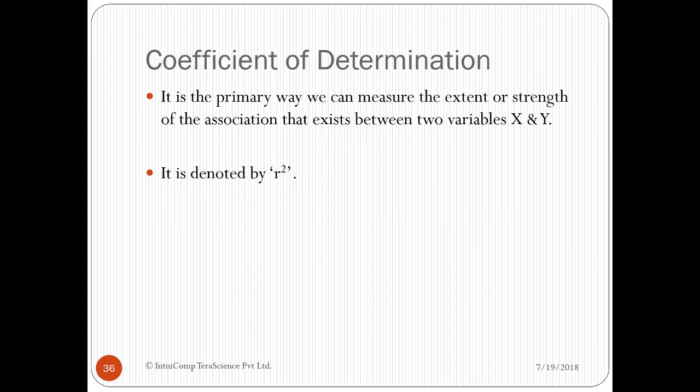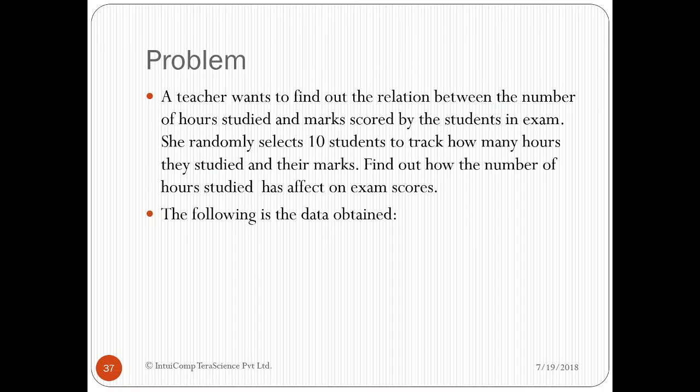Coefficient of determination. The coefficient of determination is the primary way we may measure the extent or strength of association that exists between two variables x and y. It is denoted by r square and is the square of Karl-Pearson's correlation coefficient. Now let's consider a problem to understand it better.